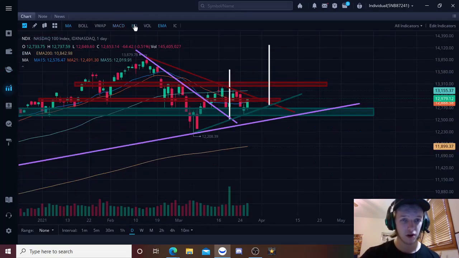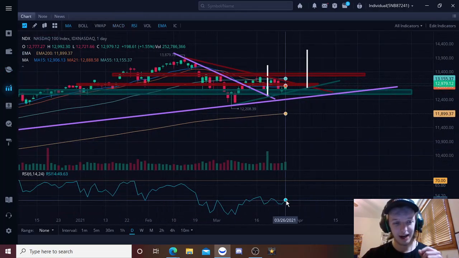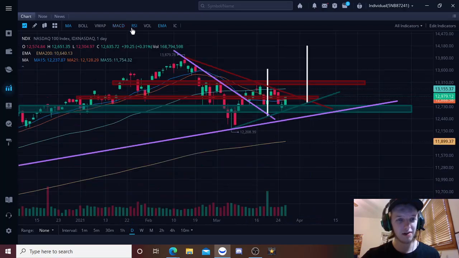Now, let's go over the RSI, relative strength index, as well. 49, neutral. Honestly, we're neutral. We've got plenty of room to run. We had our correction.